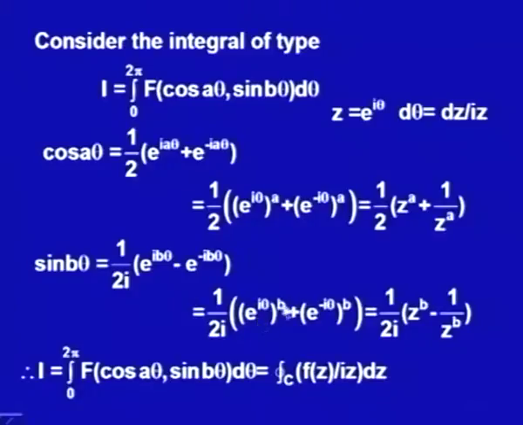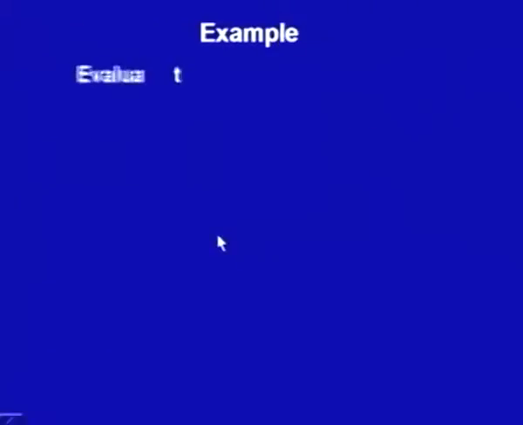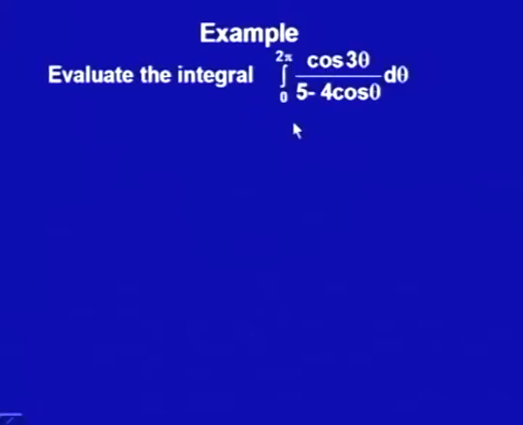Let us see an example again for this kind of thing. Evaluate the integral from 0 to 2 pi of cos 3 theta upon 5 minus 4 cos theta d theta. I think you might remember that you solved this integral somewhere in school. Solution: we transform this integral into a contour integral. For that, we use the transformation z equals e to the power i theta. Then d theta is nothing but dz upon i z.